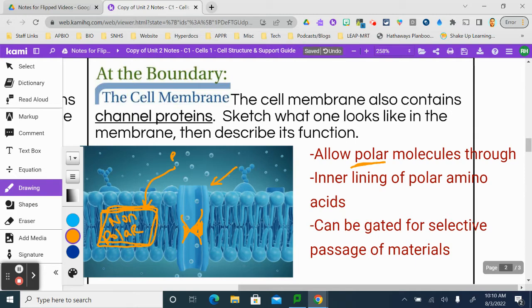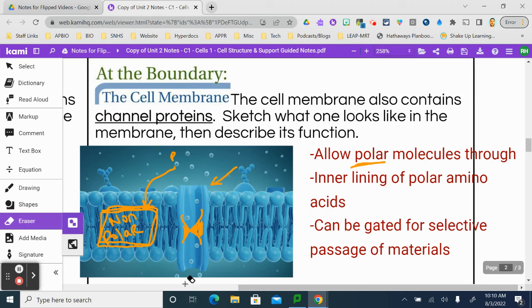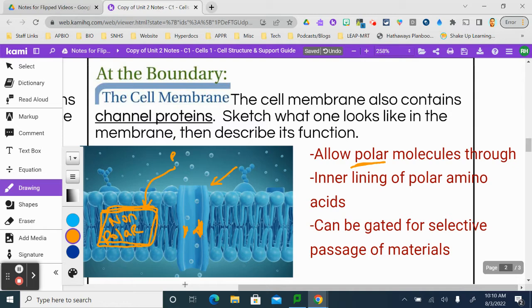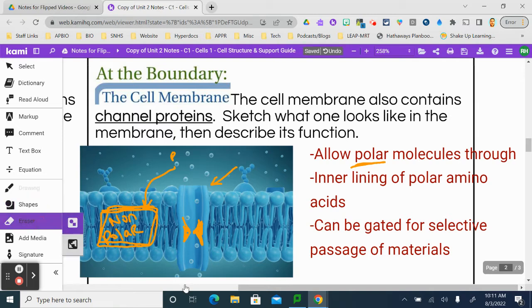So the cell has some sort of ability, and we'll talk about this later on, how this actually happens. When needed, this channel can actually open up and allow the substances to come through. But when not needed, it has the ability to close back up to ensure that these substances don't just continuously come in.